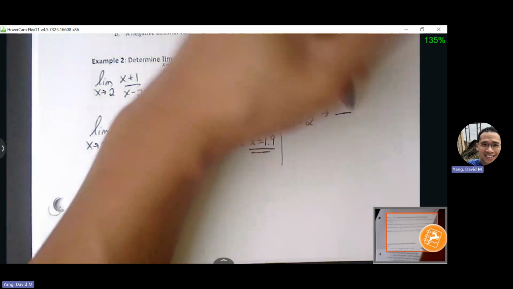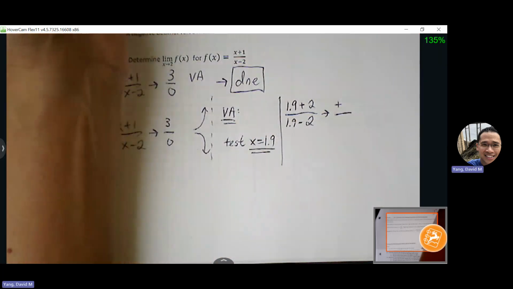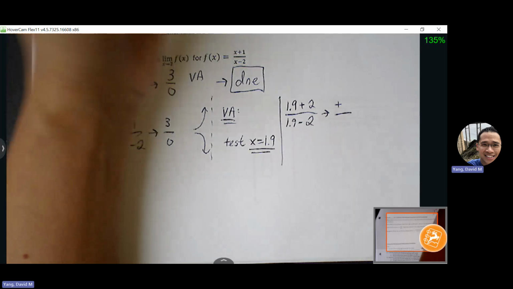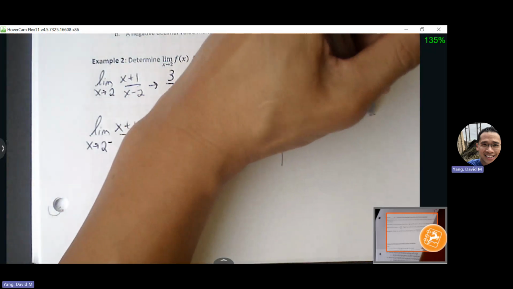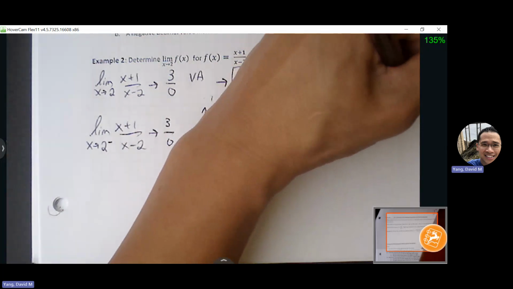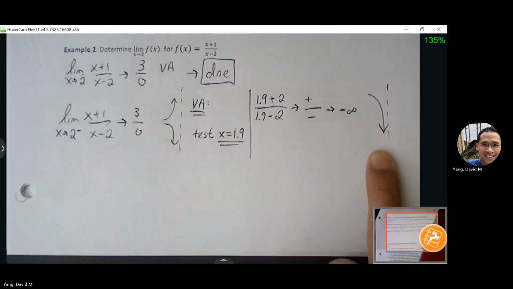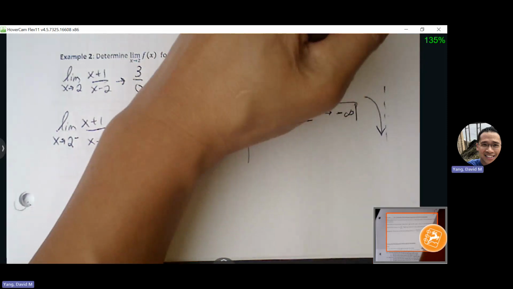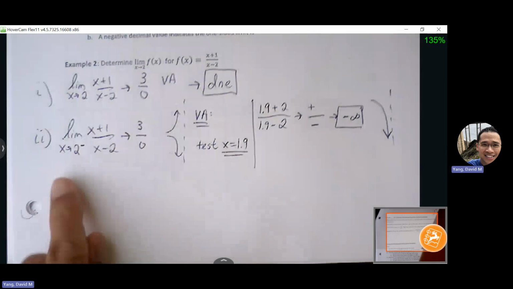So the numerator is what? Positive or negative? Positive, right? Denominator, 1.9 minus 2, is going to be a negative value. Positive over negative is negative, so therefore negative infinity. So we know that getting closer to this asymptote, the graph's going to look something like that. And that's going to be our answer if the problem is asking you for a one-sided limit.